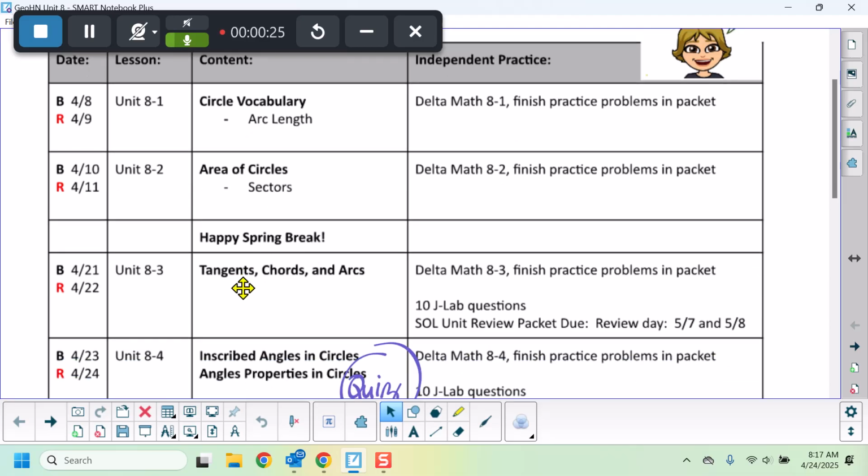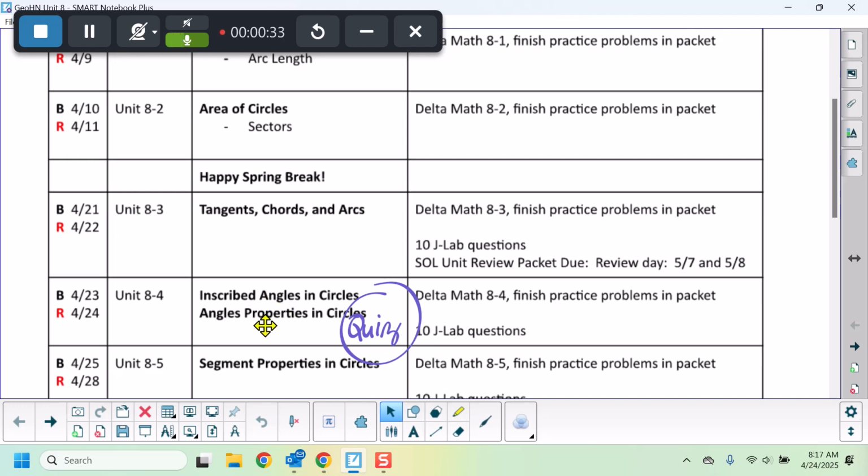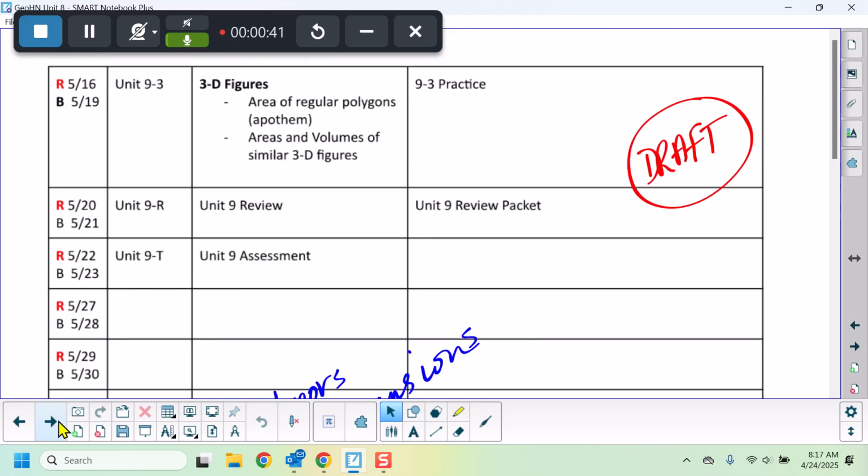There will be some tangent conversations, where we're going to hold off on some of the chord relationships until our next assessment. We do have a lesson to get to today, so I want to make sure that we can review and quiz and get to our lesson.